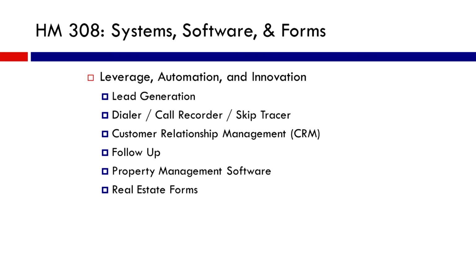1, lead generation. How are you developing leads? And is that system automated? Are you improving it? Dialer, call recorder, skip tracer. Do you have access to that kind of software? Customer relationship management, CRM. If you're not using a CRM these days, you are way behind the curve. Follow-up. What are your follow-up systems and strategies? Property management software. And lastly, real estate forms.